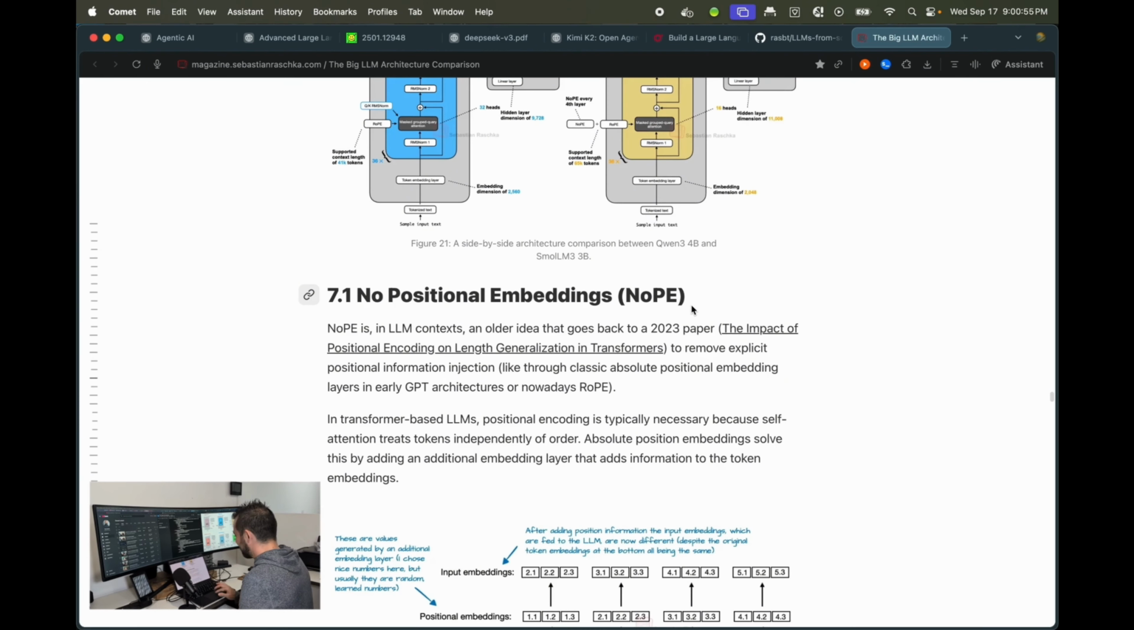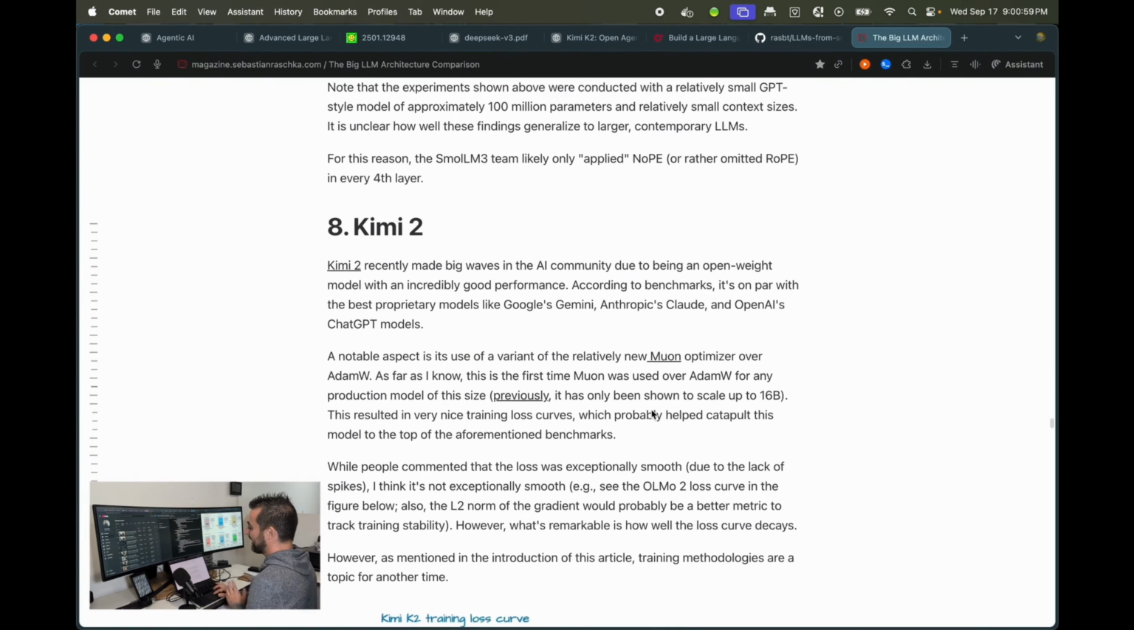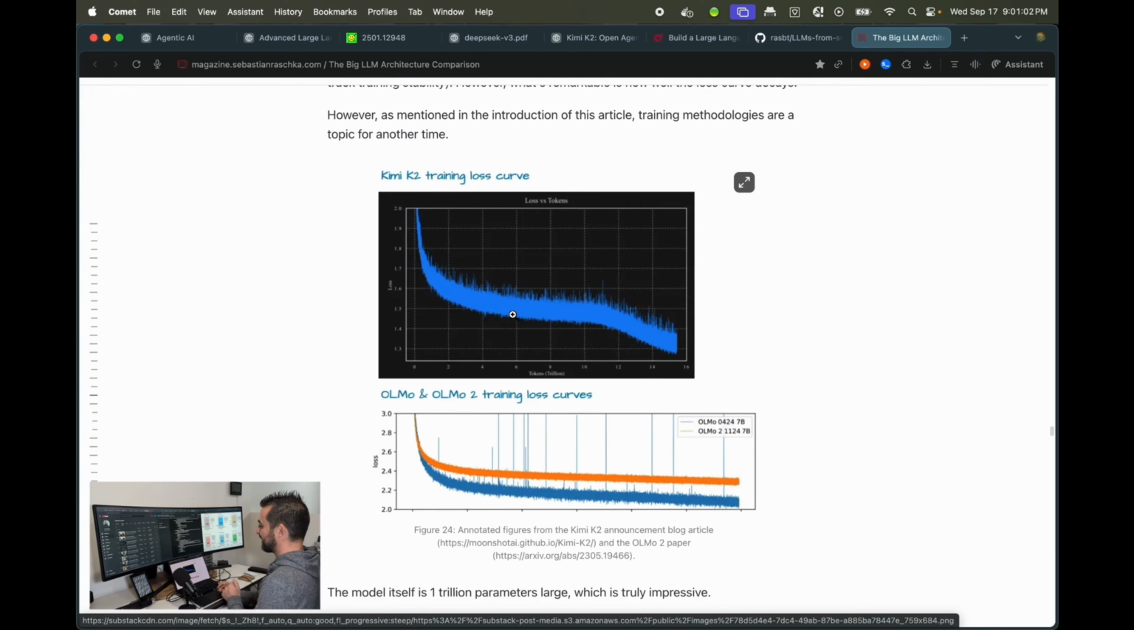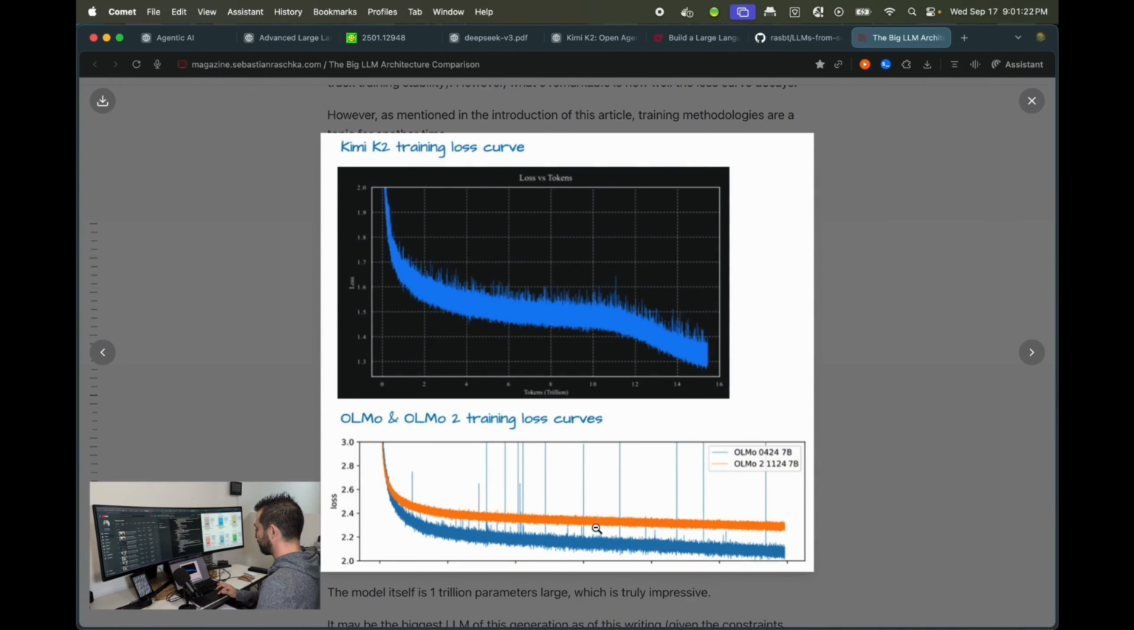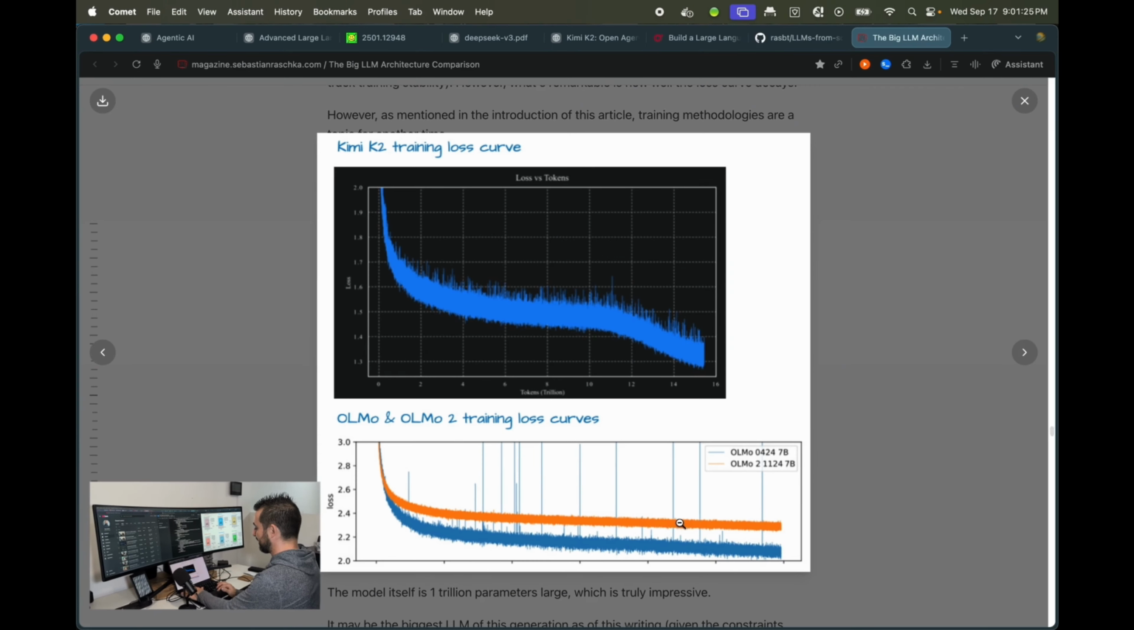Finally, we get to Kimi K2, and here it says, look at this curve, which was so stable, compare it with Olmo's, and this blue one, which is the previous version of Olmo. If you want to talk about a smooth training curve, nothing compares to this. It's out of this world. So something to recognize and appreciate about what Olmo is doing there.